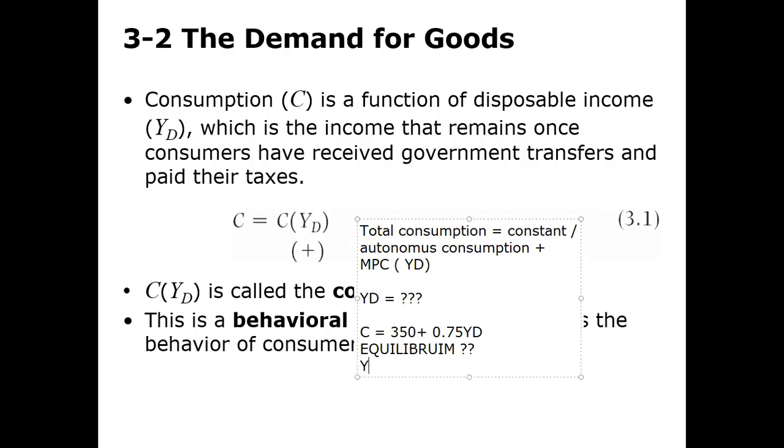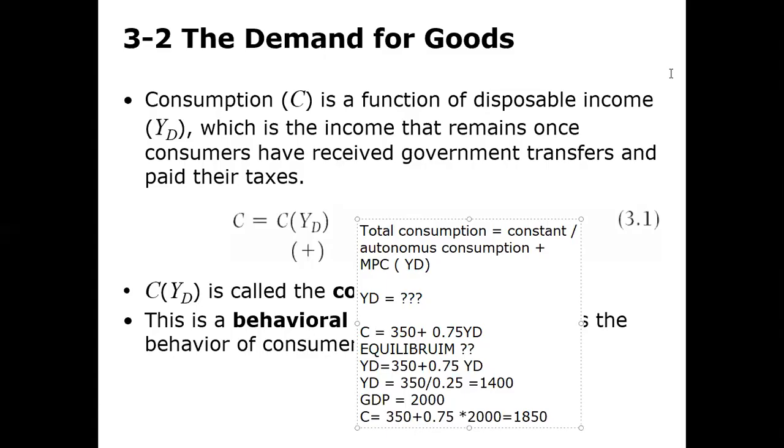So we are going to equate YD equal to 350 plus 0.75 YD. I want to find my YD. How much will YD be? It will be 350 divided by 0.25. Then the answer will be 1,400. This 1,400 is the point of equilibrium. So this is how we can determine if they are at equilibrium or not at equilibrium.